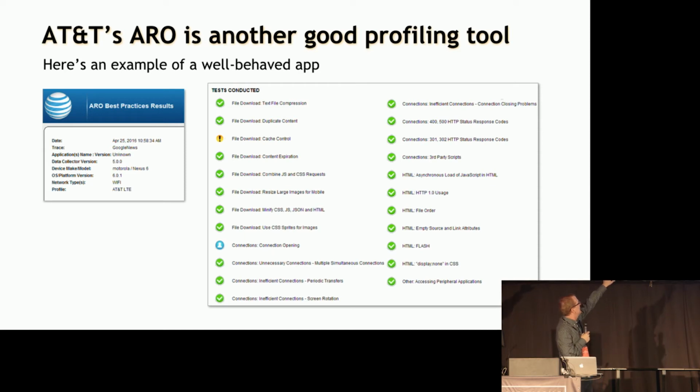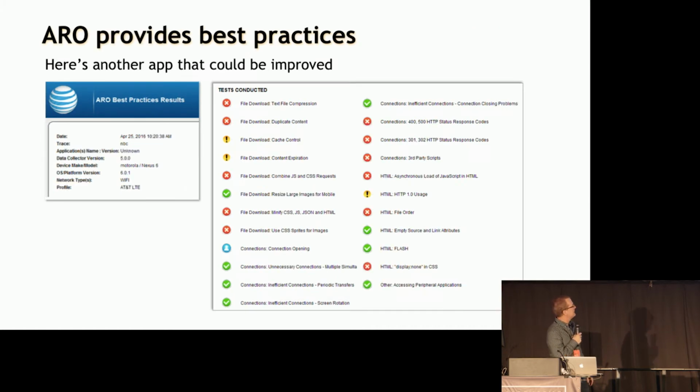Here's a well-behaved app. It's Google News. And you can see everything's green checks, no real issues there. I put in another news app, I won't mention the name here, and I can see a lot of red X's. This app isn't doing texture compression properly. It's sending duplicate content. It's got a lot of issues. And you can click on each of those and it will give you best practices, how to address those issues.